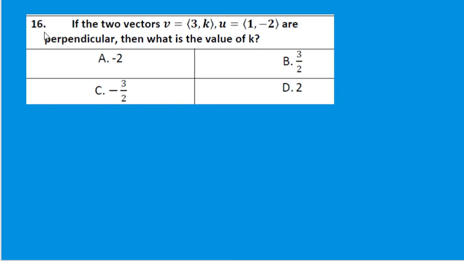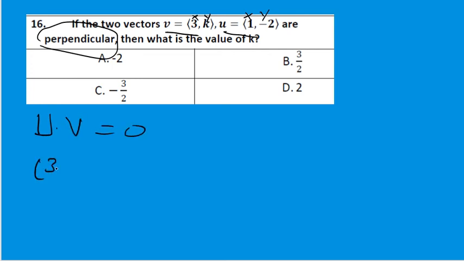Okay, the next question, it's vector. In this question, what does it say? There are two vectors, vector V and vector U. The x component is here. This is the y component for V. And for U, the x component here, the y component here. What does it say? The two vectors are perpendicular, or orthogonal. If they are perpendicular, necessarily U dot V must be 0. The dot product, or the scalar product, will be 0.